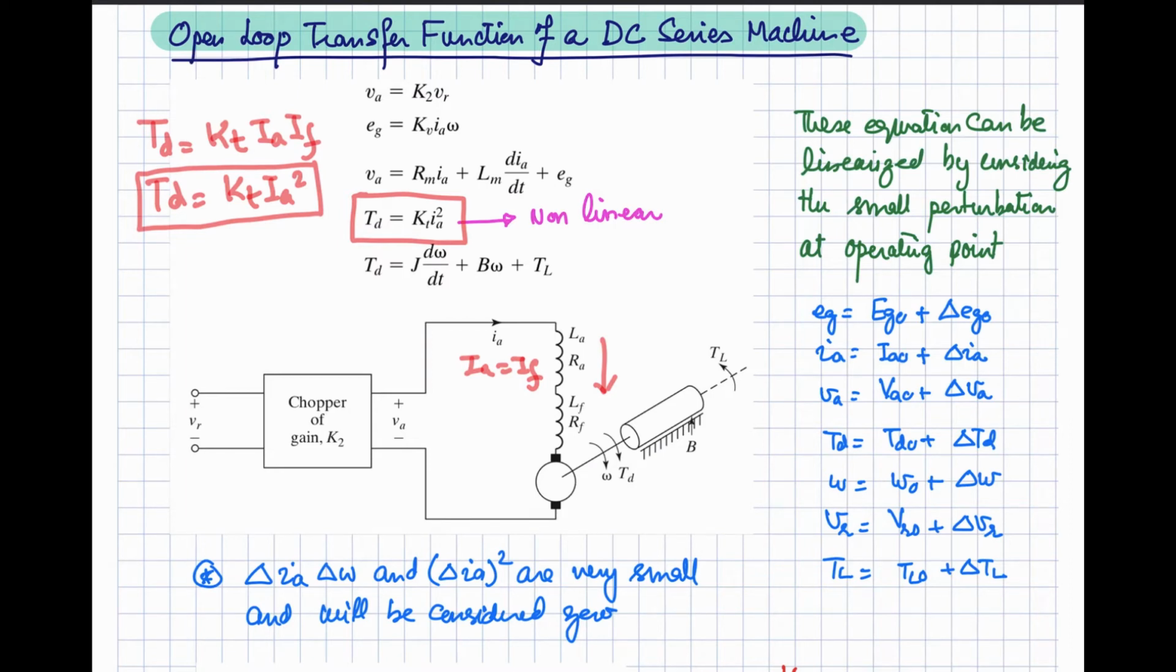So your series machine develops very high torque as compared to your shunt machines or the separately excited machines, because over here the armature current is quite high. And if you compare it with the separately excited machine, this If is very small and Ia is large, so the product is a smaller one as compared to the square of the current.